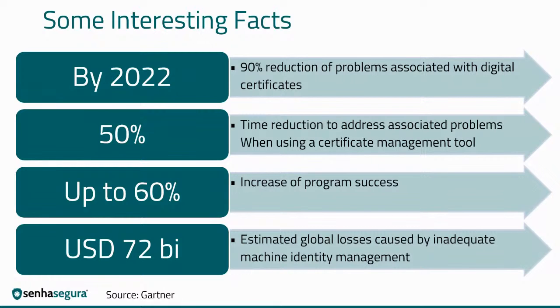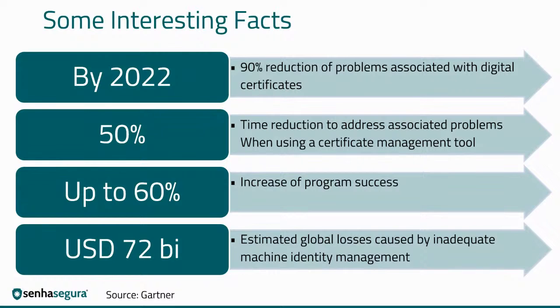spreadsheet-based management methods. Another interesting fact is that, according to Gartner, security leaders that successfully reposition certificate management to a compelling business story, that can be, for example, digital business and trust enablement, will increase the program's success by 60%. At the time this Gartner research was released, that was approximately 10%. And finally, the global losses associated with improper machine identity currently reach $72 billion.